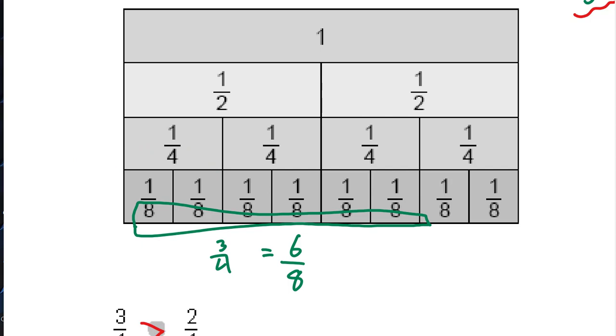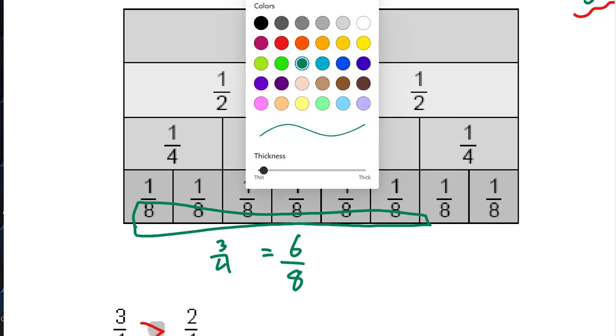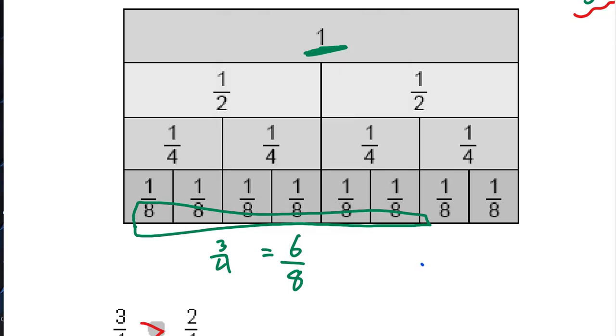Okay, look, we have here the whole one. The whole one is equal to how many halves? Equal to 2 halves. So we see here that the whole one is 2 halves. And also, the whole one is how many fourths? The whole one is 4/4. And also, the whole one is how many eighths? The whole one is 8/8.